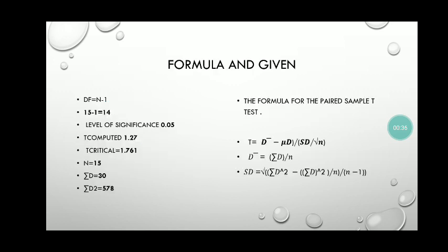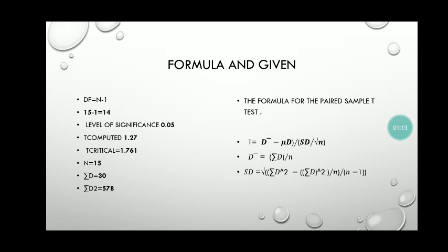in Field Study 1. For the formula and given: df equals 15 minus 1 equals 14, level of significance equals 0.05, t computed equals 1.27, t critical equals 1.761, n equals 15, summation of d equals 30, summation of d squared equals 578. The formula for the paired sample t-test, the test of significance, equals mean of d minus null over standard deviation over square root of n.